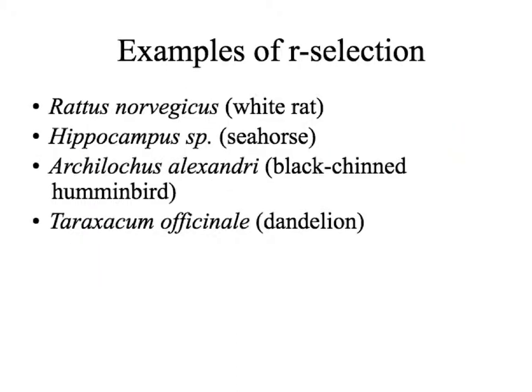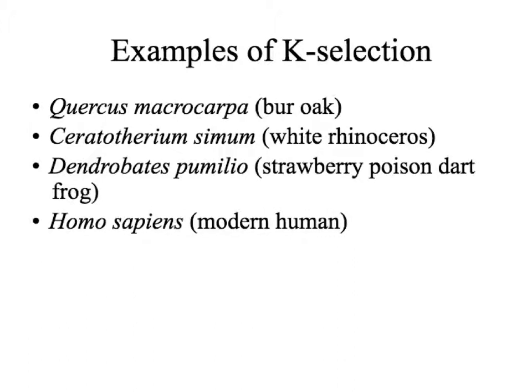Examples of r selection are white rat, seahorse, black-chinned hummingbird, and dandelion. For K selection, we have bur oak, white rhinoceros, strawberry poison dart frog, and modern human.